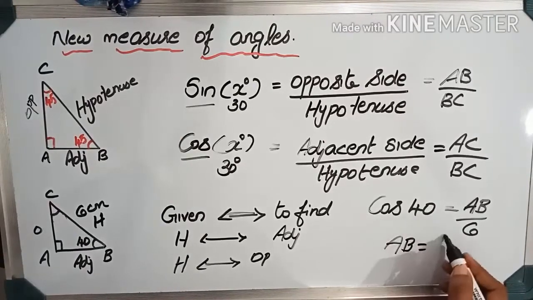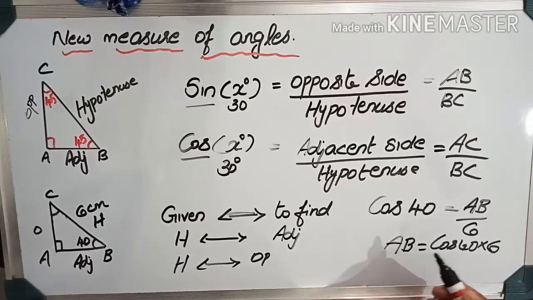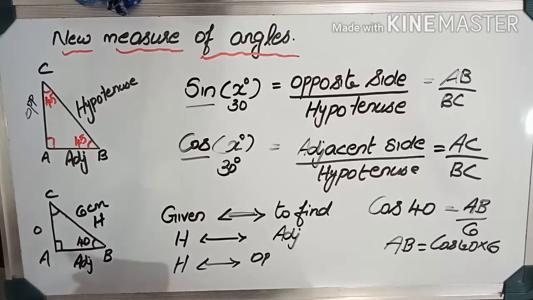AB equal to cos 40 into 6. Cos 40 value will give, then these two values' multiplication will be AB. Like this you have to solve the problems.